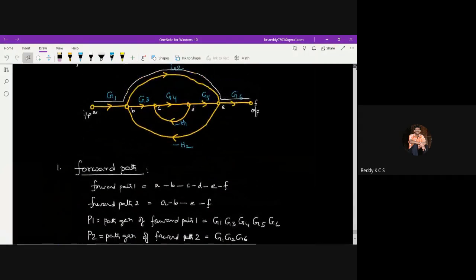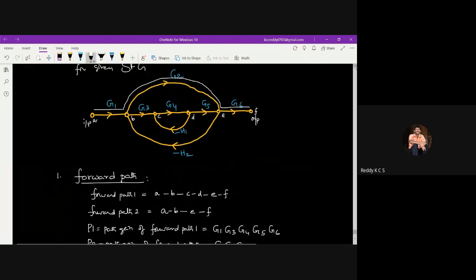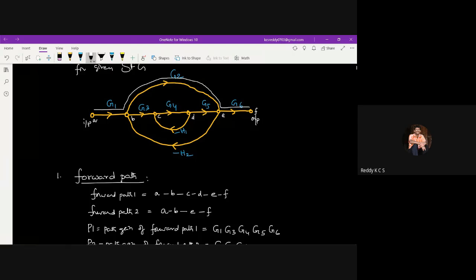Next, loop 3. So if you look at loop 3 here, from B to E the signal is generated, then it is coming back in the feedback path E to B. So B to E, then E to B is one kind of loop. So there are 3 loops in this signal flow graph.